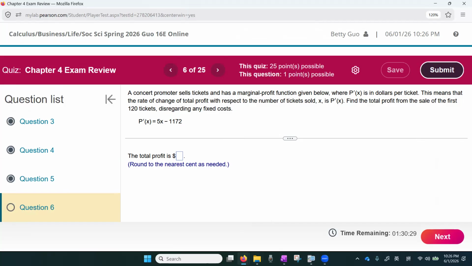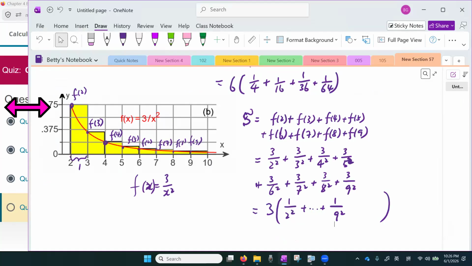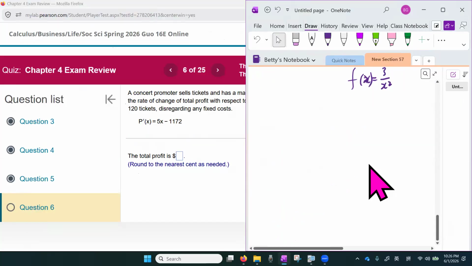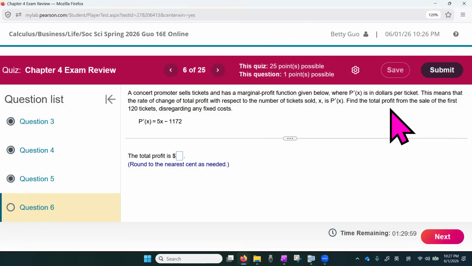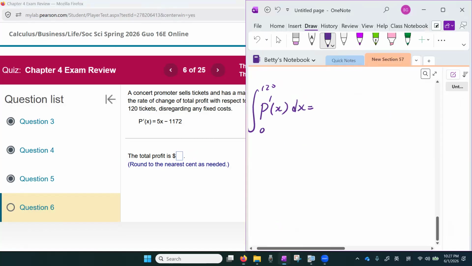All right, so we have P prime. We're looking for the cumulated profit. So we're looking for the first 120 tickets, right? So from 0 to 120, P prime x dx. That's what we need to find. Accumulating total profit means accumulating profit from the first 120 tickets. So from 0 to 120, P prime x dx.